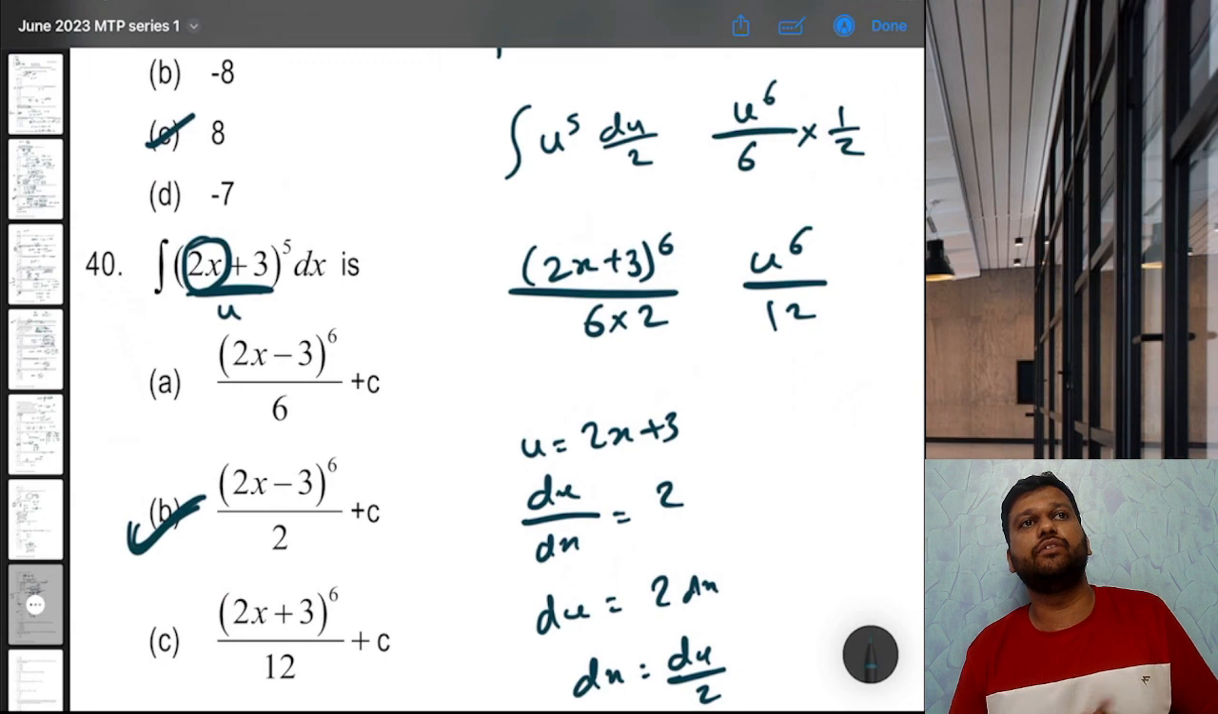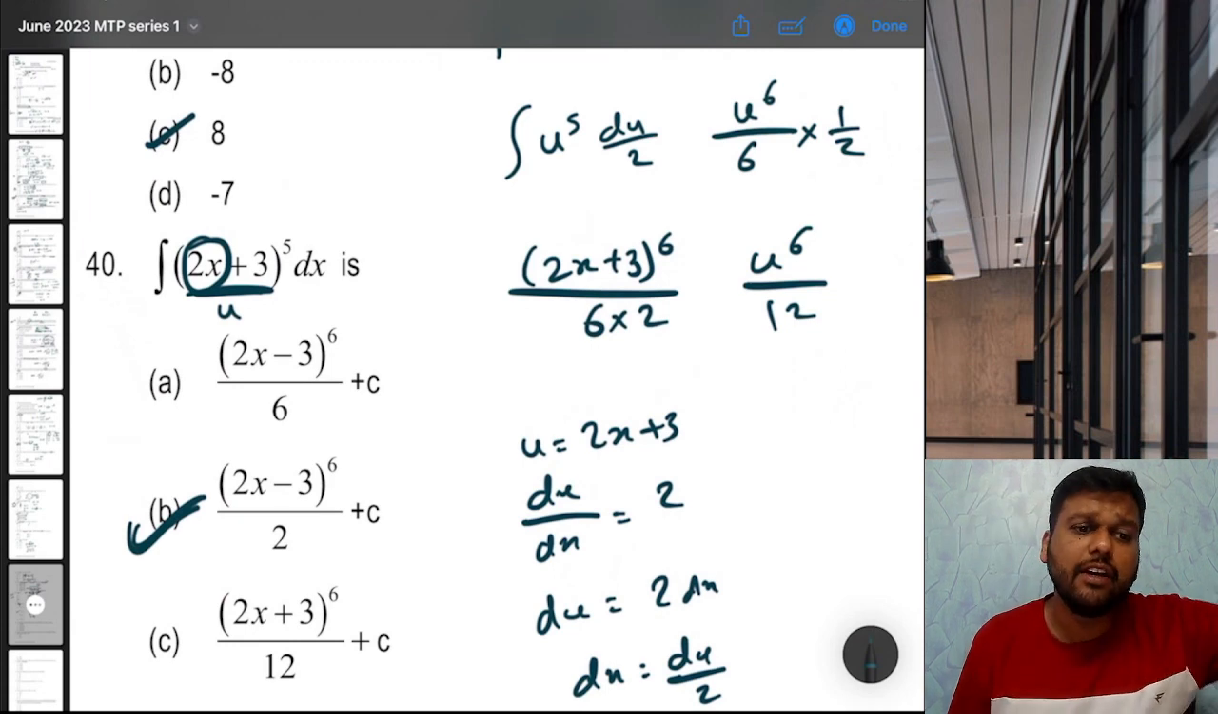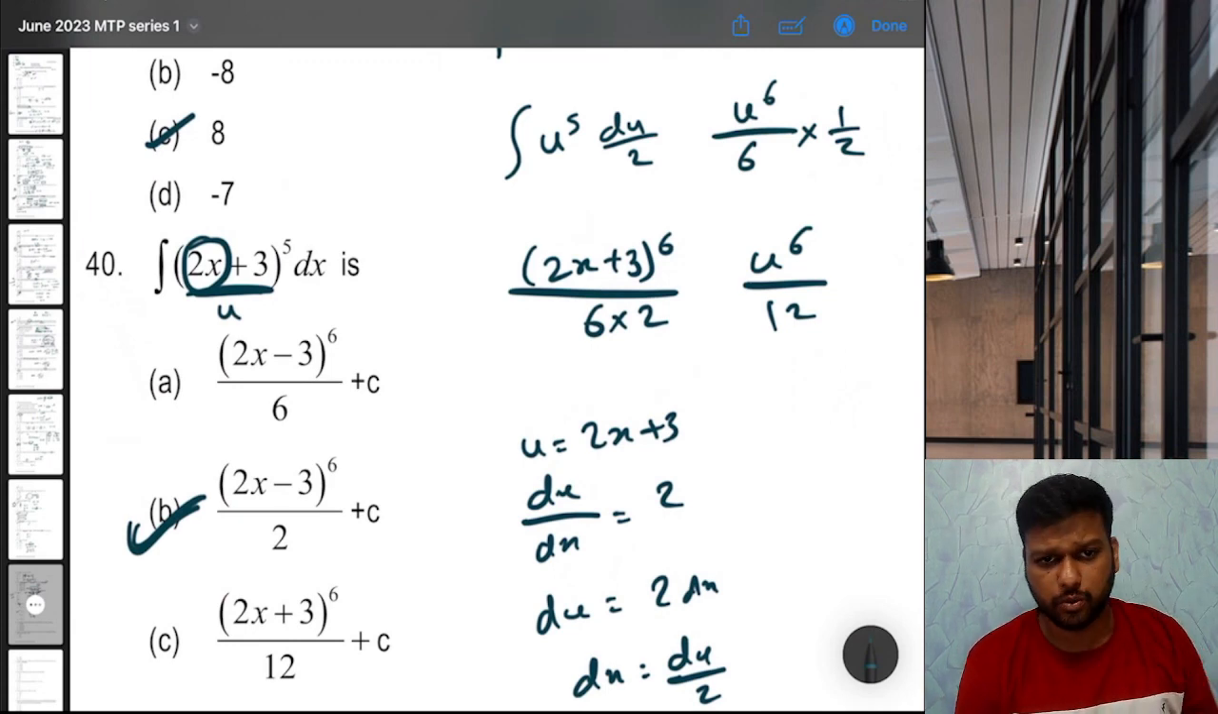See, generally what happens is, if you feel that something is difficult, then we ignore it. We see that, oh no, it is difficult, let's keep it for the end, and then it gets skipped. So that should not happen.